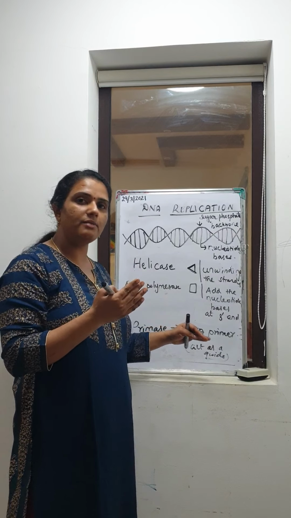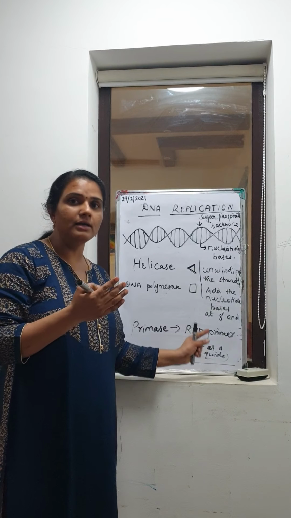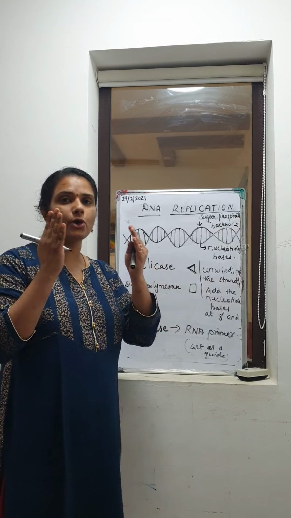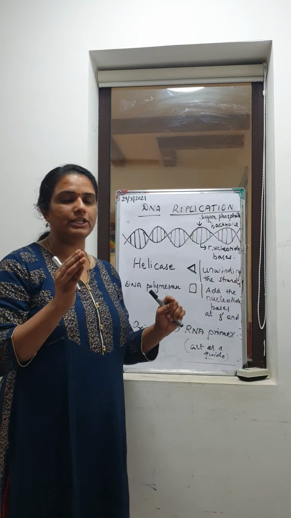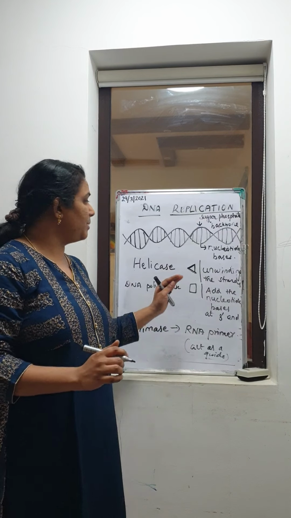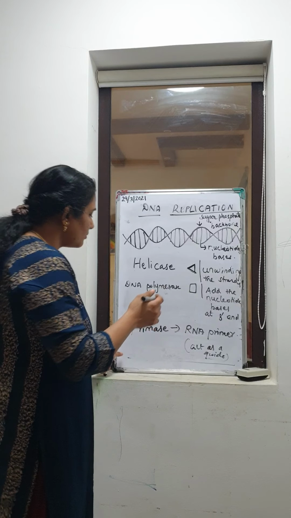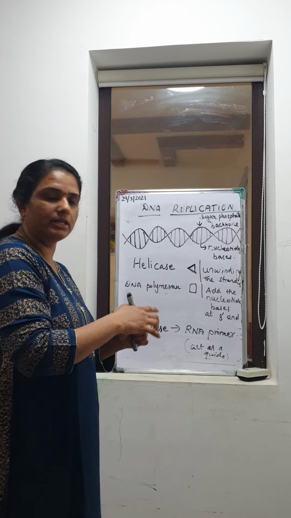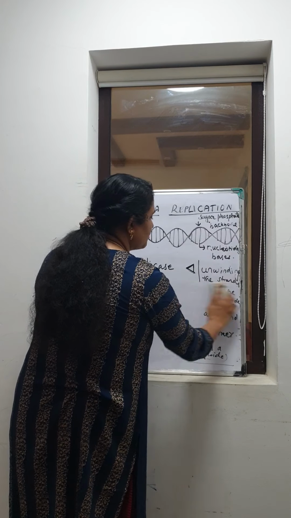How is it going to help the DNA polymerase? Primase will produce RNA primer. This RNA primer will lead the way, showing the way like a map to the DNA polymerase for the addition of nucleotide bases in the DNA strand. Got it? And then we have two more enzymes, which I will tell you at the end. Now we will enter into the replication process.